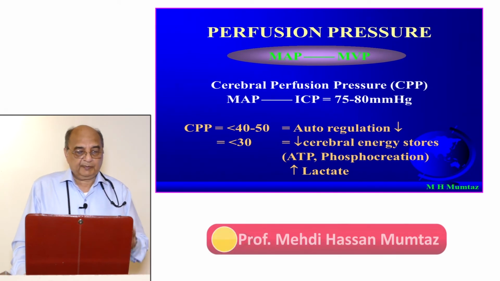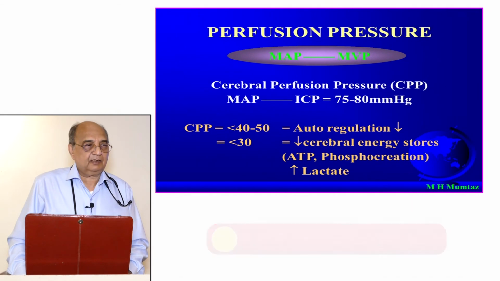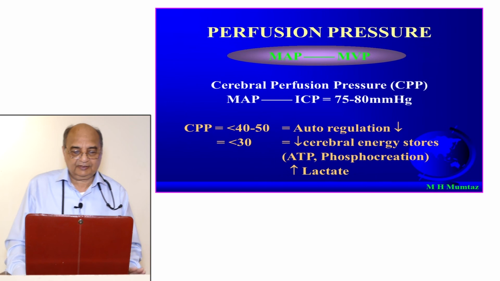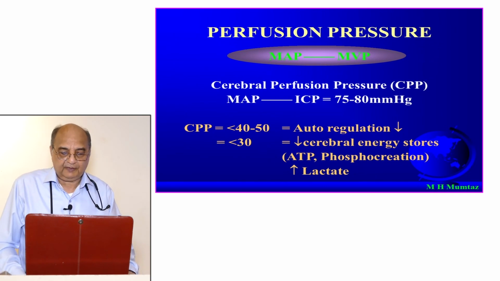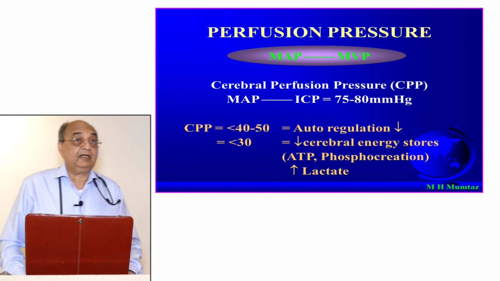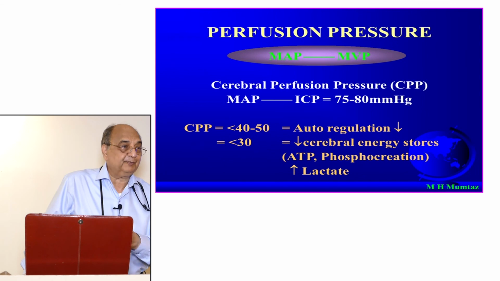Now, cerebral perfusion pressure less than 40 to 50 depresses the autoregulation. Cerebral perfusion pressure less than 30 will decrease the cerebral energy stores, ATP and phosphocreatine, and it will increase the lactate. That's why the cerebral perfusion pressure is very important.